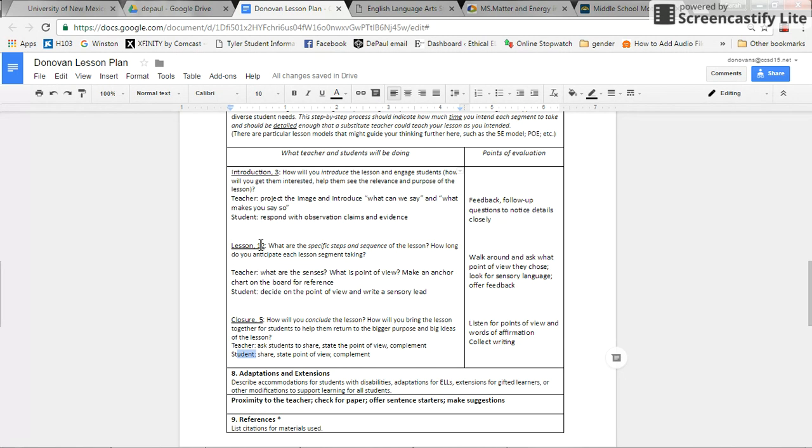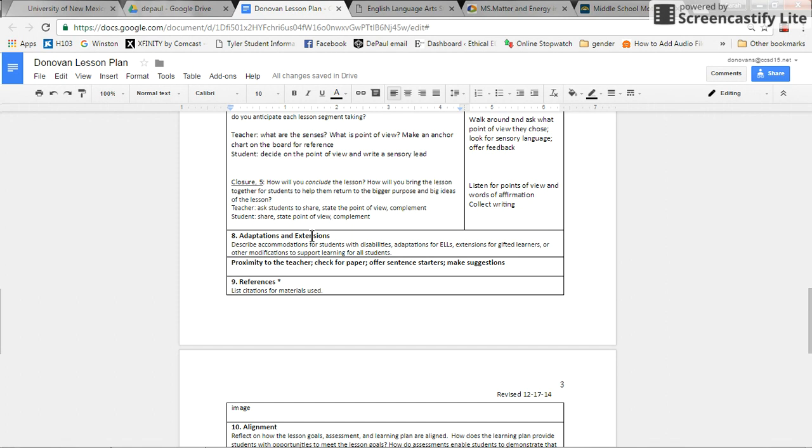Keeping track of the time and how you're going to bring students into it with your introduction, how you're going to actually give them a chance to practice and learn something, and the closure, how you're going to reflect on whether or not you got at the essential question.